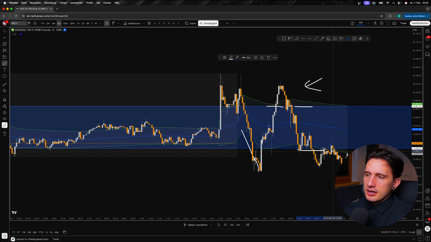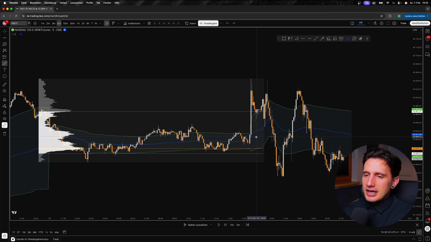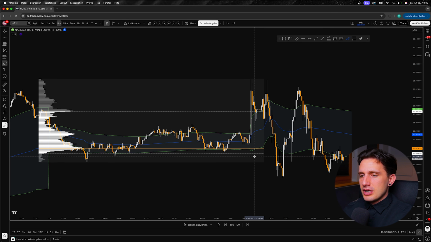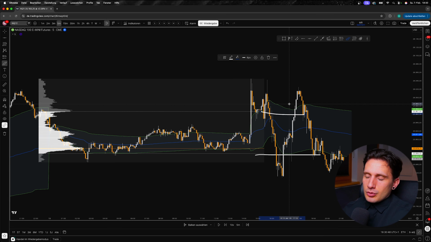And as soon as the market stays and holds underneath value, you look either for selling the market or buying the market. Now this is why I'm saying that rotational days are so much harder to trade. You should definitely look out for a trending market. That's 10 times better. And if you get a ranging market, you just don't trade this day.